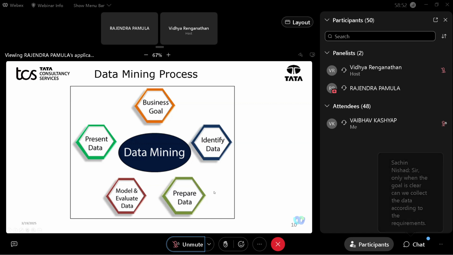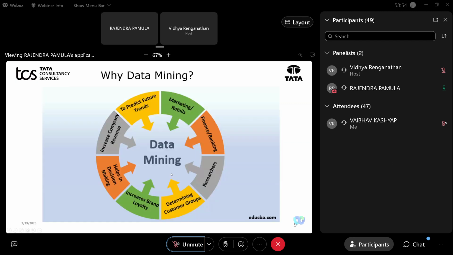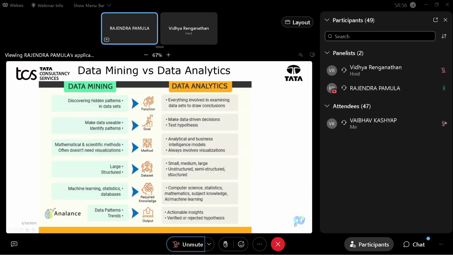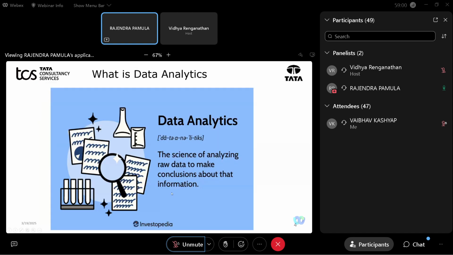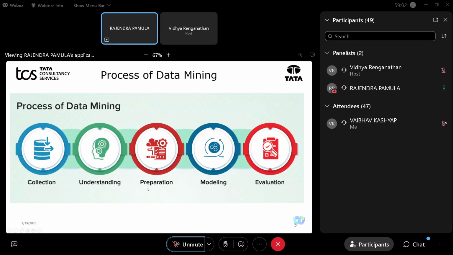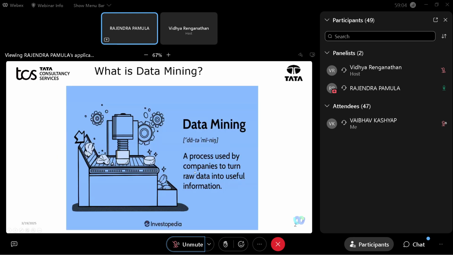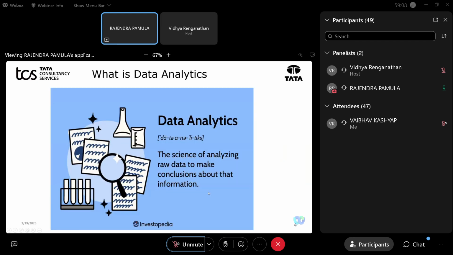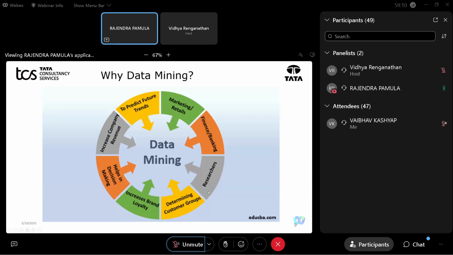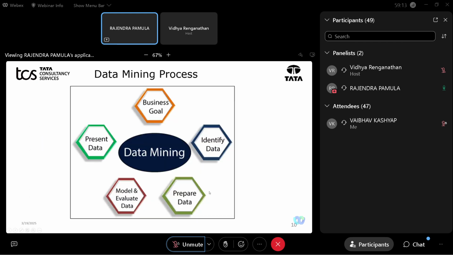So as we start here, we are discovering hidden patterns. We don't know the model, we don't know the assumption. So the process turns raw data into useful information. We are actually trying to model information from the data which is available. Hope you understood what I want to make clear.